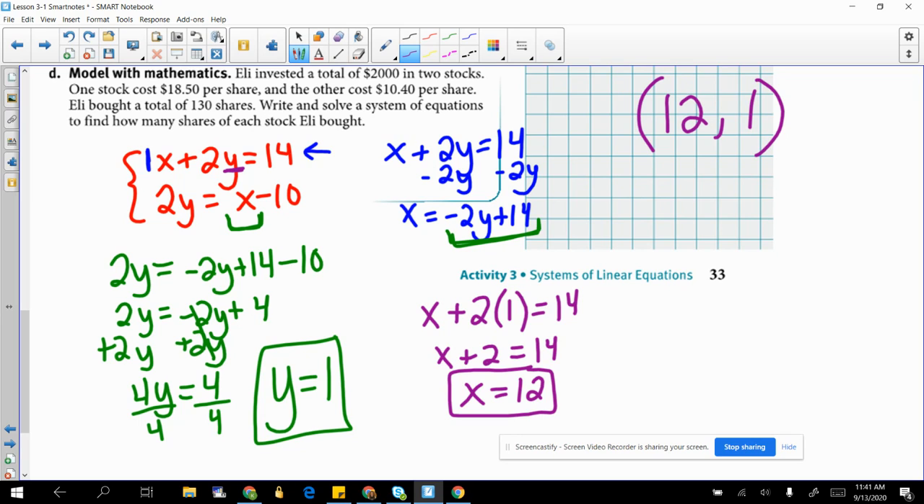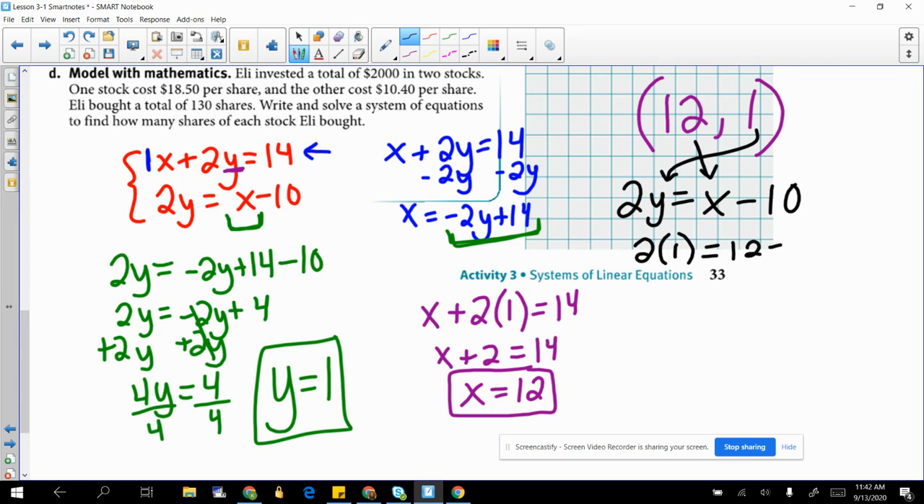Okay. And like it mentioned in the other problems here, if I want to plug back in and check my work, I'm going to plug in to the other equation. So to the second equation, 2y equals x minus 10. I'm going to plug in and check my work. So I'm going to plug in 12 for x and 1 for y. And 2 times 1 is 2. 12 minus 10 is 2. So I know, yep, that is true. Okay. So this would be your final answer, the ordered pair 12 comma 1.